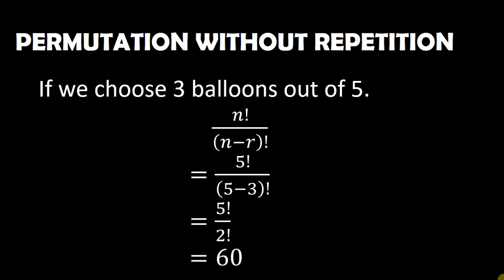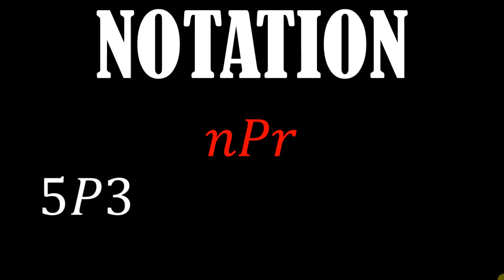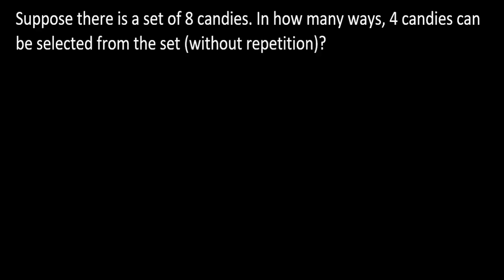So kung may calculator ka, pwede rin natin gamitin yung notation. That is nPr. So n yung pamimilian mo. And yung r kung ilan yung pipiliin mo. So that is 5P3. At kapag may calculator ka, input mo lang yan at makukuha mo na yung sagot, which is 60. Let's have another example.